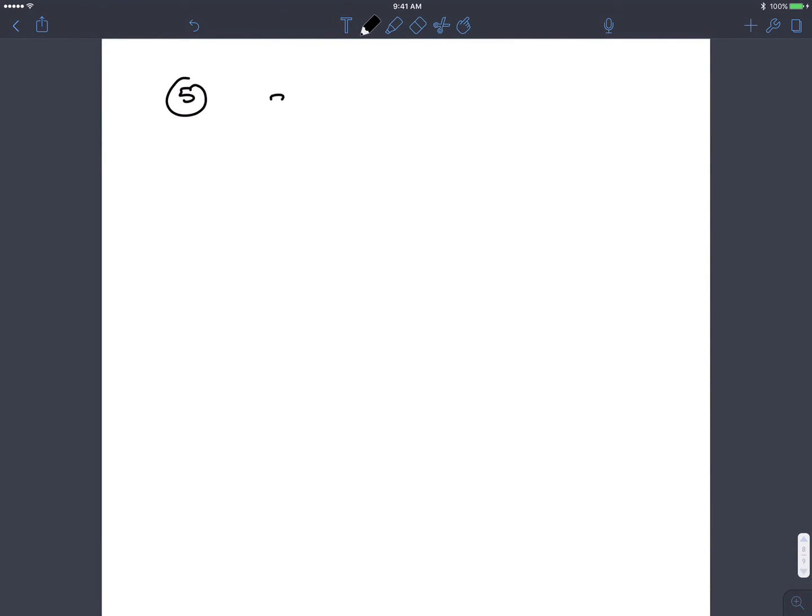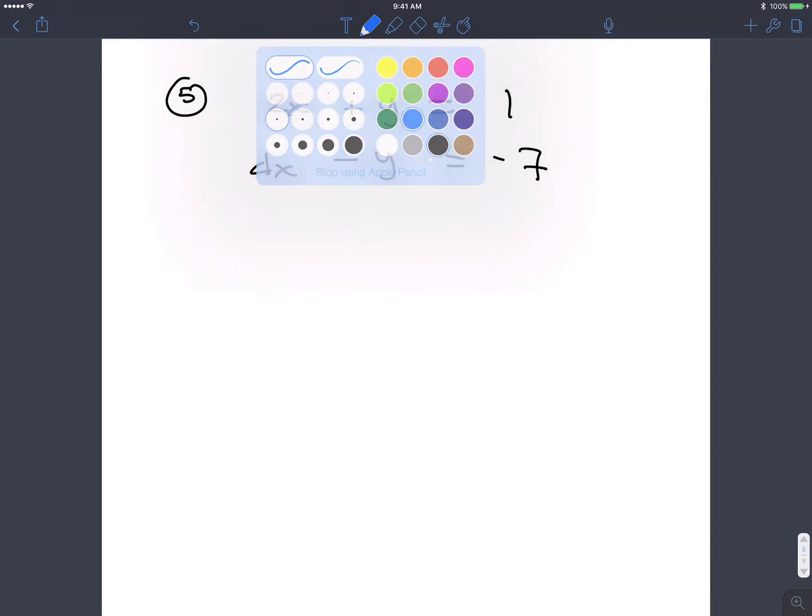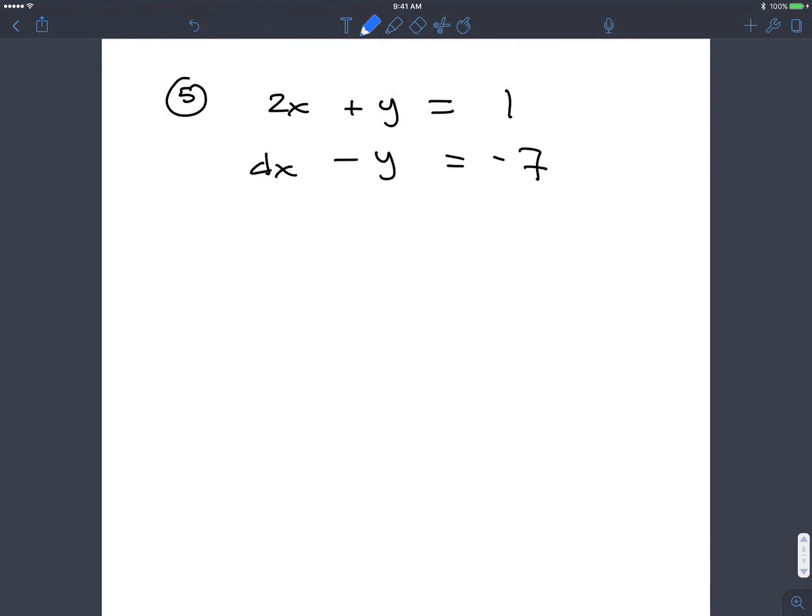Number 5. 2x plus y is 1. 4x minus y is negative 7. Let's create the augmented matrix. 2, 1, 1. 4, negative 1, negative 7.